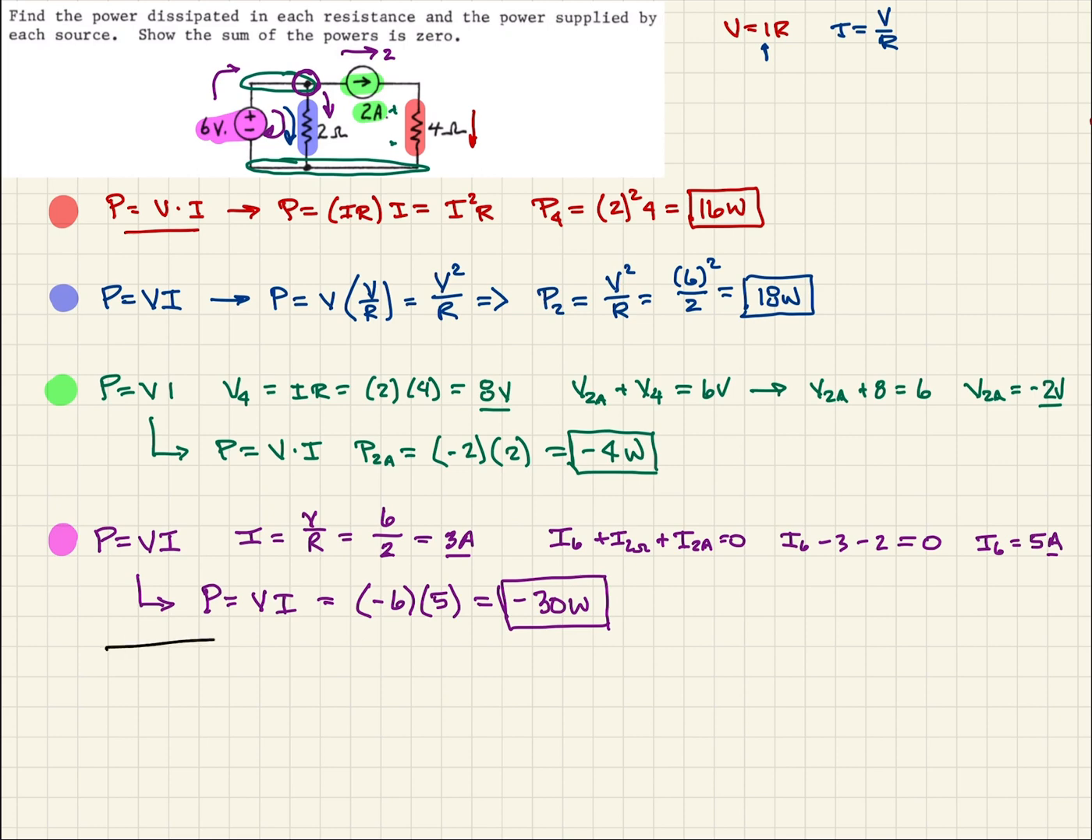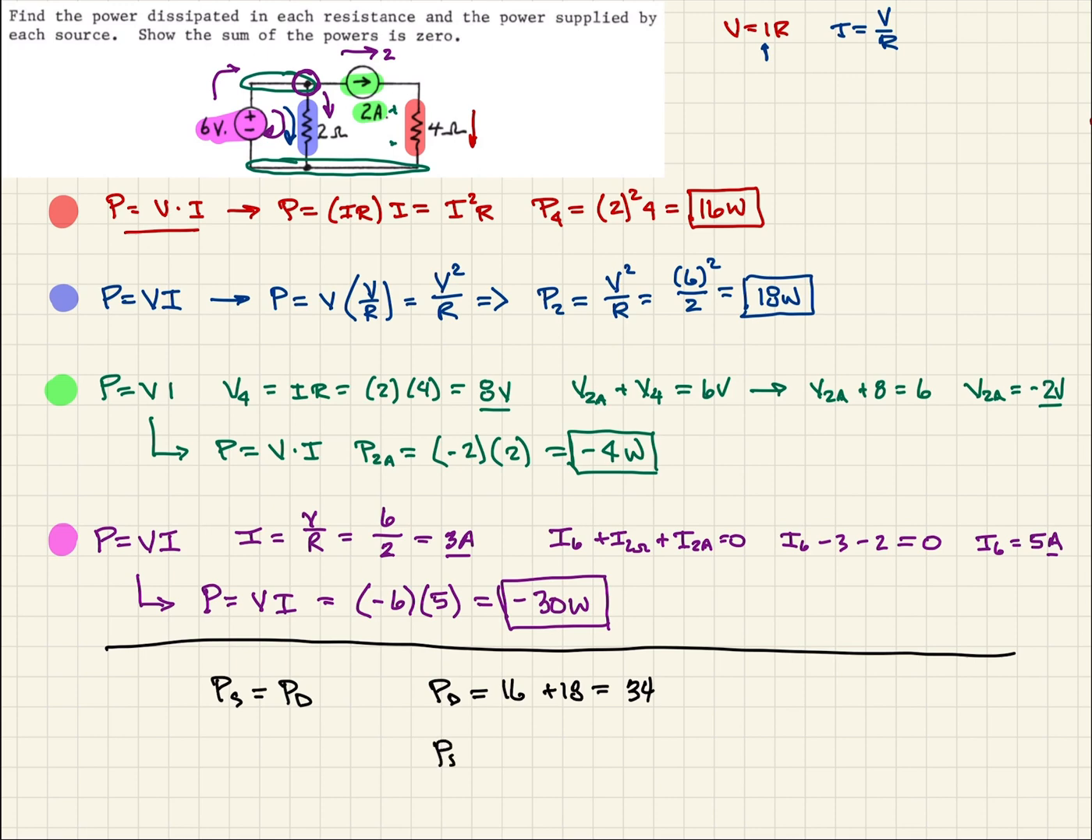We should be able to do a quick check here and say that the power supplied should be equal to power dissipated. So in other words, power supplied should be equal to power dissipated. So the power dissipated is equal to 16, the power from the resistors, plus 18. And that gives us 34. The power supplied, again, we're not worried about the signs here, is 30 plus 4, because it's just magnitude. Again, that's 34. So you can see that that checks out.